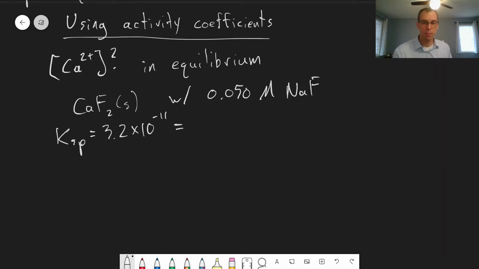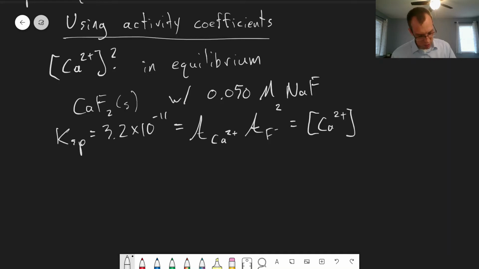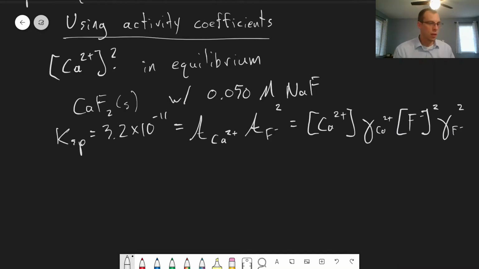So everywhere we would normally put a concentration, we put an activity. So our equilibrium constant is equal to the activity of calcium times the activity of fluoride squared. Or we can rewrite this in terms of concentrations: concentration of calcium times the activity coefficient for calcium times the concentration of fluoride squared times the activity coefficient for fluoride squared.